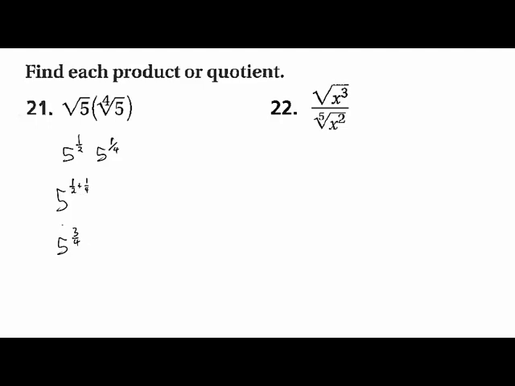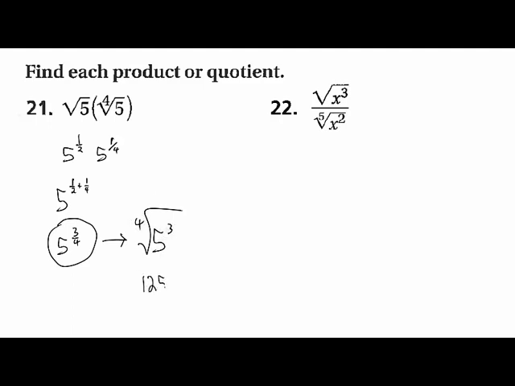Now, even though this is right, because they gave it to us in radical form, and a good rule in life is leave things the way you found them. You found the problem in radical form, so leave it in radical form. So instead of writing 5 to the 3/4 power, it's preferable that you write this in radical form, which would be 5 to the 3rd power and then 4th rooted. You could also write it this way.